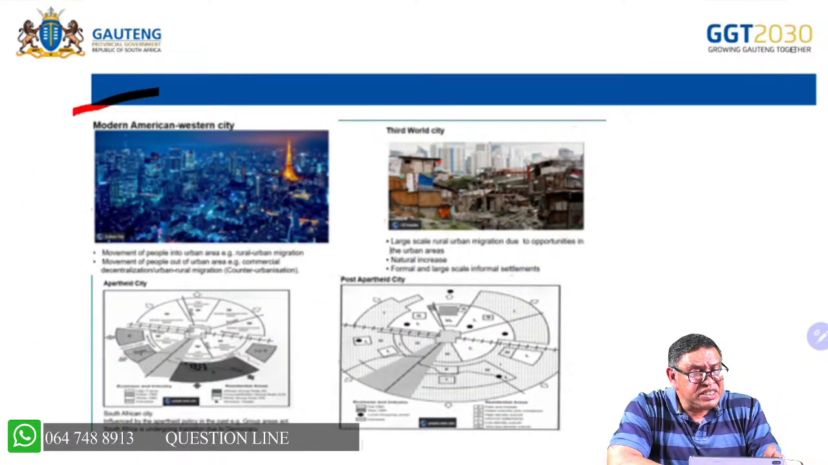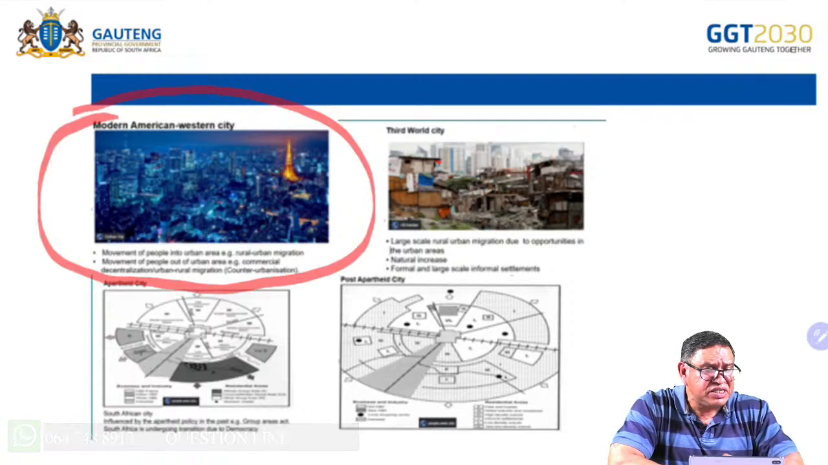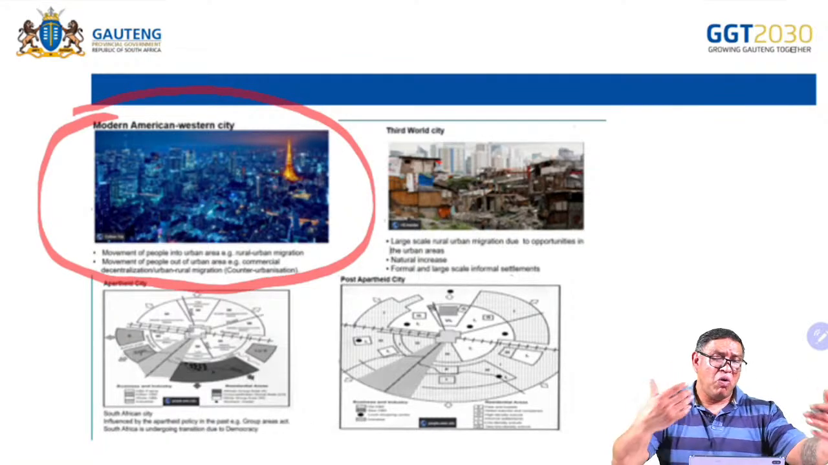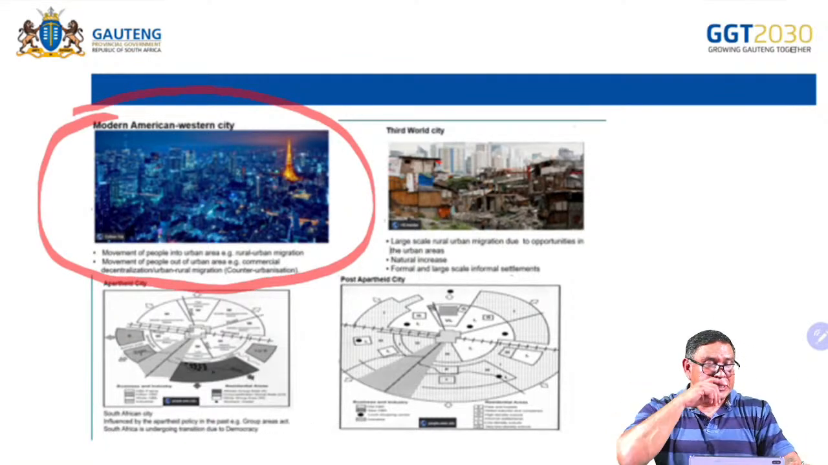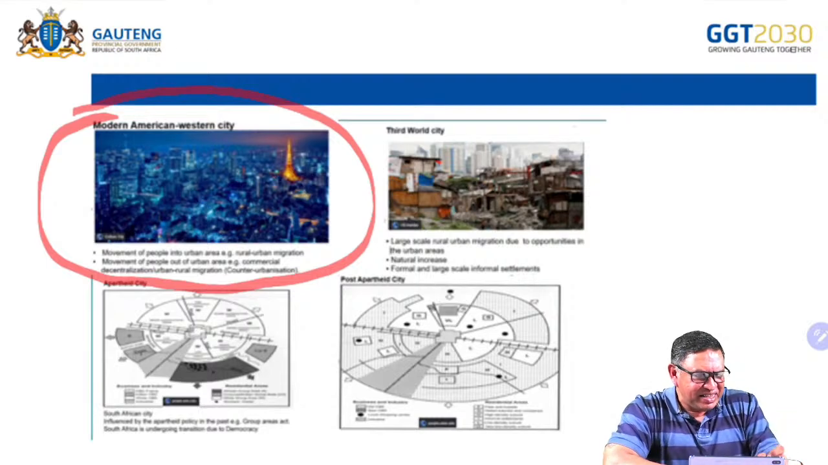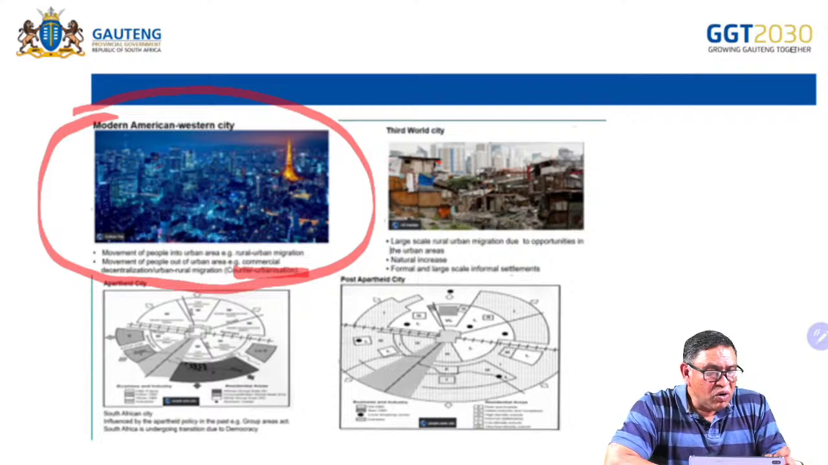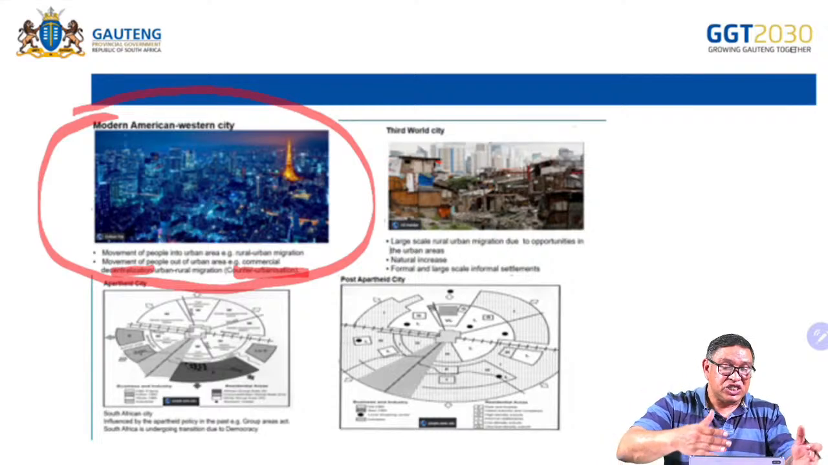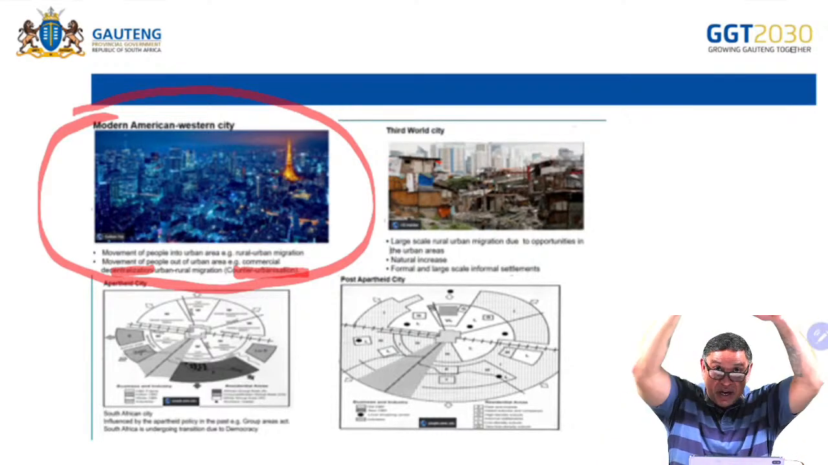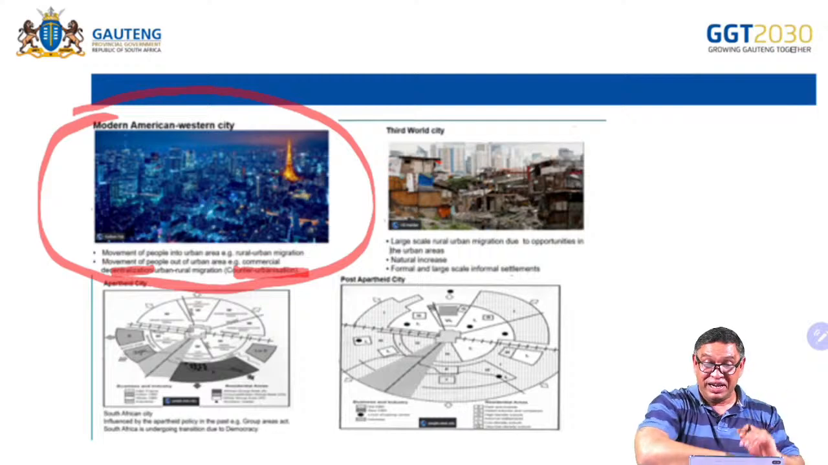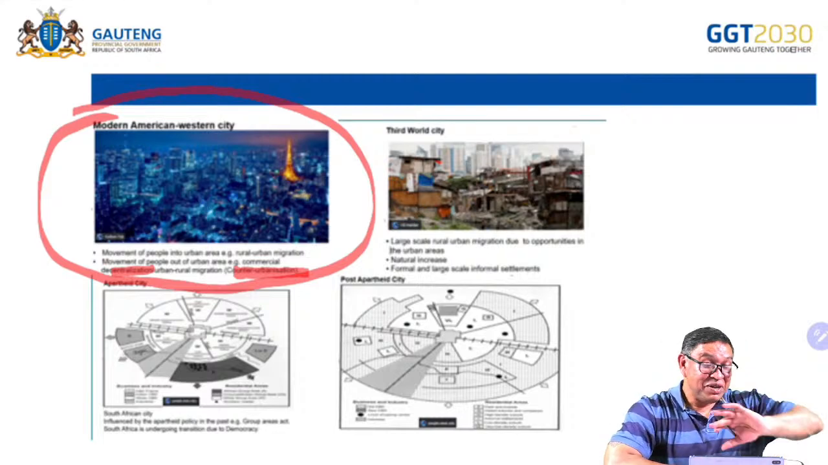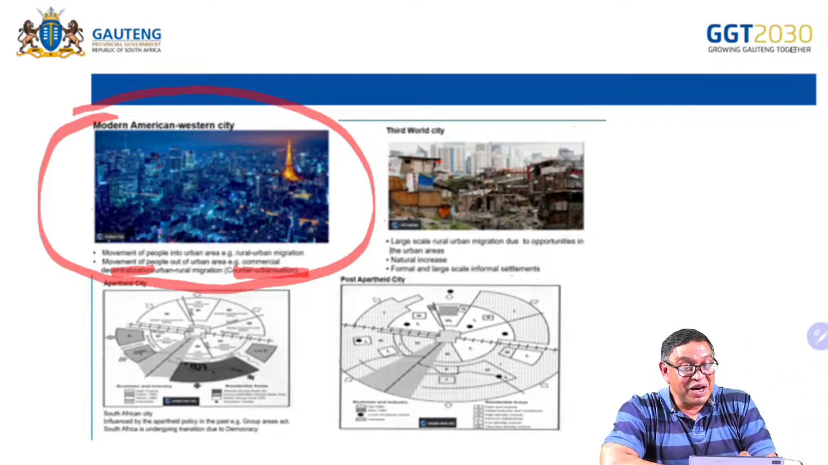For the cities here, I know a lot of teachers ask me about this modern American city, third world city. The emphasis of this, guys, that you need to focus on, it started off as rural-urban migration, but the big thing about this is counter-urbanization, or commercial decentralization, or movement of people from the urban area to the rural area now. That's big. People are moving away from the urban area.